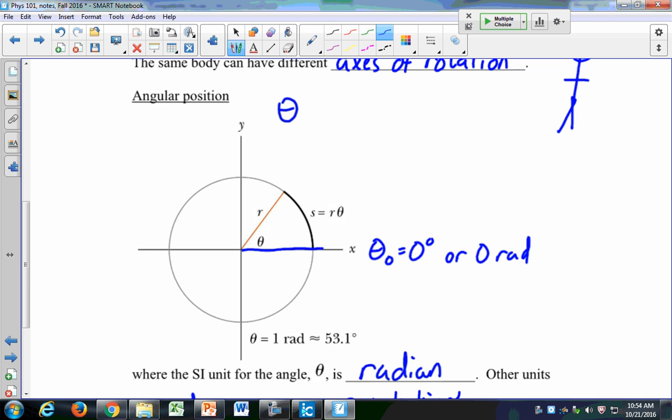Remember your unit circle, just to remind you, because we'll be seeing your unit circle quite a bit here. I have 0 degrees here, this is 90 degrees, 180 degrees, 270 degrees, and then back to 360. And also know it in radians: I go from 0 to pi over 2, pi, 3 pi over 2, and then back to 2 pi. So remembering your unit circle will help you in this chapter.